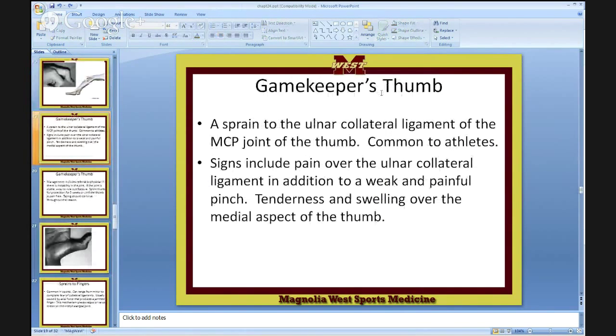Slide 19. A sprain to the ulnar collateral ligament of the metacarpophalangeal joint of the thumb is also known as, what do you think it is, Miss Salinas? And time's up. She got it wrong. Gamekeeper's thumb. We're going to have to send her back to Auburn. We'll send her to South Carolina because they're the Gamecocks.